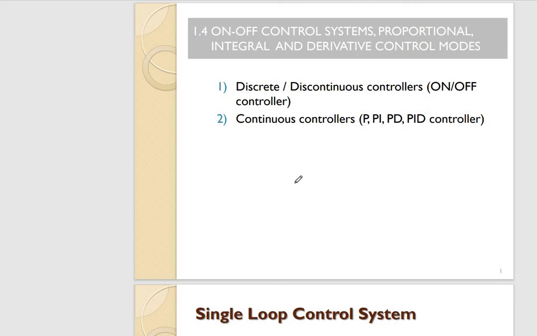Okay, now we continue with subchapter 1.4, which is on-off control system, proportional, integral, and derivative control mode. So basically, we have two types of controller, which is discontinuous controllers and continuous controllers. Later on I will explain in detail what is discontinuous, what is continuous.